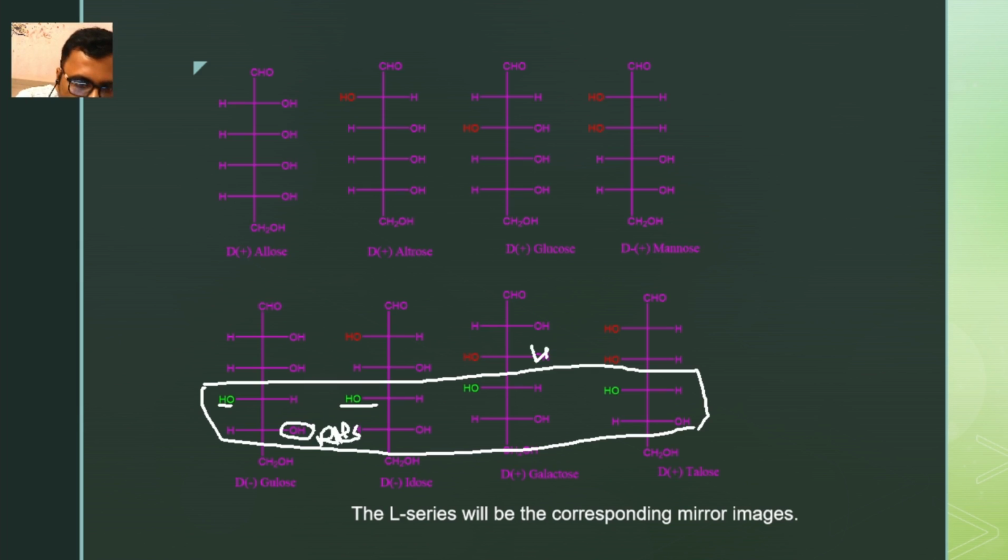Okay, and then again the remaining 2 OH groups: first they are on the same side, in the next structure the second OH group is on the left hand side, the third one is OH on the right hand side. In the next structure the second OH group is on the right hand side, the third on the left hand side, and in the fourth both OH groups are on the left hand side. So the names of these compounds are D-gulose, D-idose, D-galactose and D-talose.